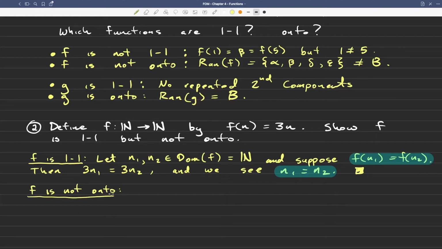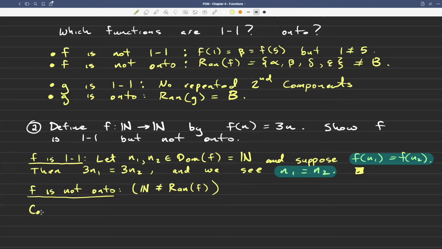Okay. To be onto, we have to have the range equal to all of N. But what I'm seeing is that the range is really just the multiples of 3. So anything that's not a multiple of 3 is not going to be in the range of f. So all I have to do is point out that there's some element of the natural numbers that's not in the range. So we're trying to show that N does not equal the range of f. And you can show two sets are not equal just by demonstrating that there's an element of one set that's not in the other set.